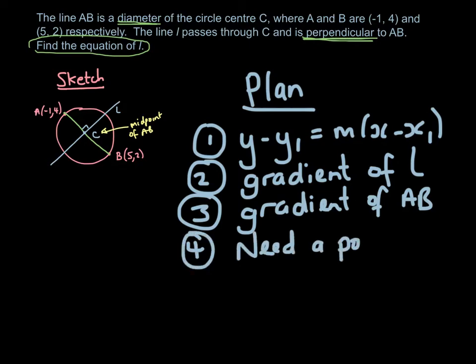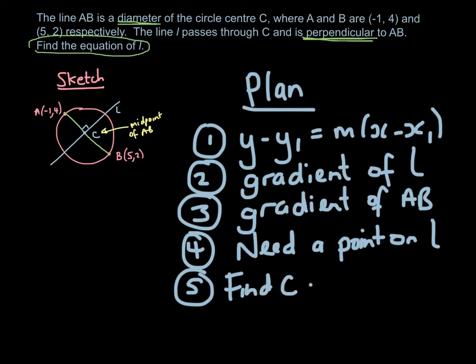And then now we just look at, on our sketch, how are we going to get that point? The only coordinate that we know for definite lies on L is the coordinate at the centre of the circle. So we need to work out the centre of the circle, which is the midpoint of AB from our sketch. So we need to work out the midpoint of AB, which is C.